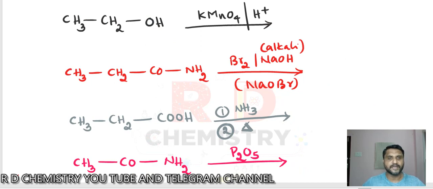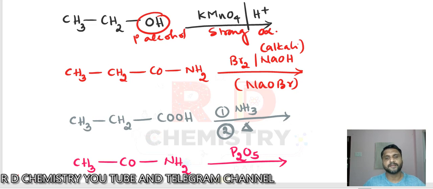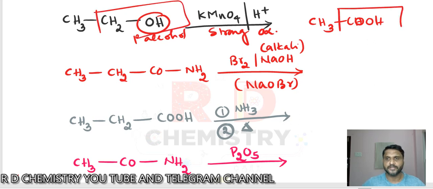Alcohol has been given here, and this is the primary alcohol. Remember, potassium permanganate is a strong oxidizing agent. It first converts primary alcohol to aldehyde, and aldehyde to carboxylic acid. Remember, when you have potassium permanganate there, the highest oxide formed is carboxylic acid with the two carbon atoms, so we will get CH3COOH. CH2OH will become COOH, the strongest oxidizing agent, potassium permanganate.